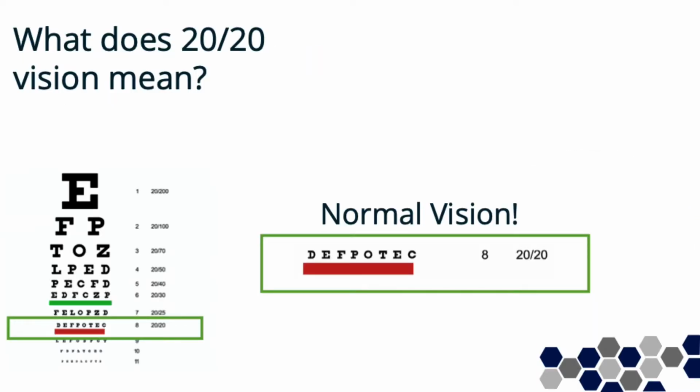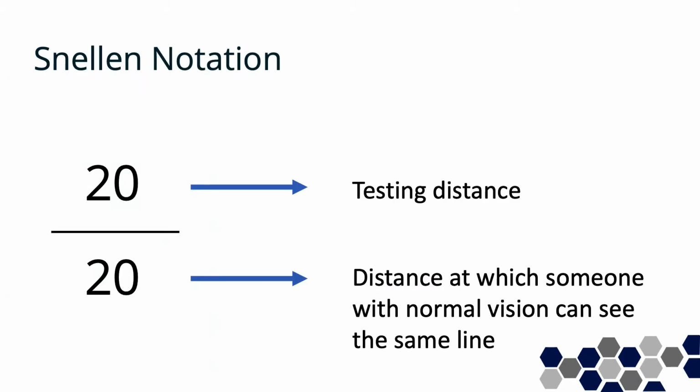What does it mean to be 20/20 vision? Well, 20/20 is a line on the Snellen chart. And if you can read that full line, then you have 20/20 vision, or your vision is normal. Now, let's break that down a little bit further.